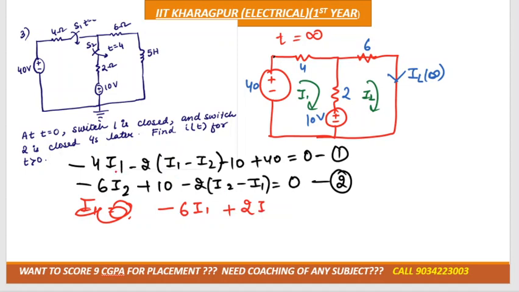So this is the equation: minus 6I1 plus 2I2 is equal to 30, right? And the second equation is minus 30, it is plus 30, yes. So it would be minus 8I2 plus 2I1 equal to minus 10. This is the second equation. Yes or no?